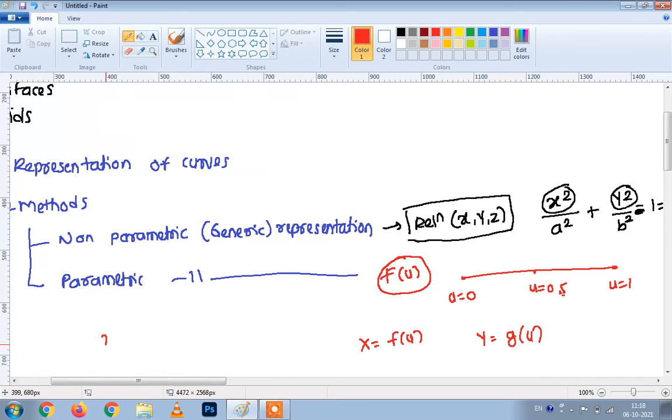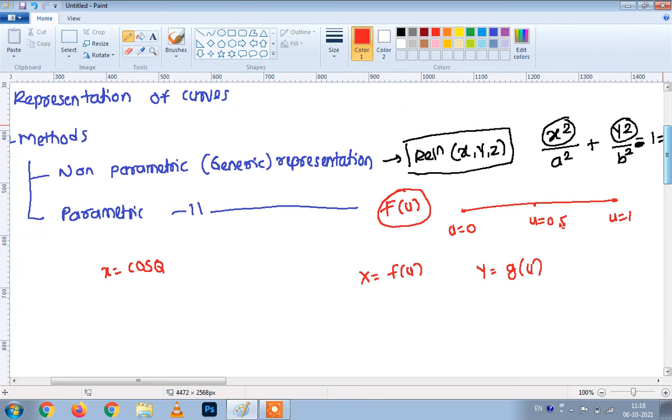Some examples of the parametric representation: x is equal to r cos theta, y is equal to r sin theta. We are getting these in terms of some theta value. These are the examples of parametric representation where any curve is represented not as a relationship between x, y, z but as a function of some independent parameter.